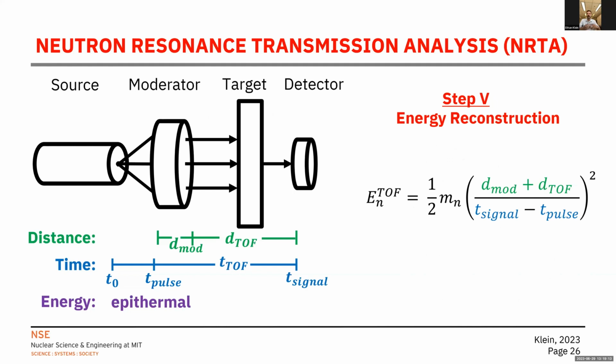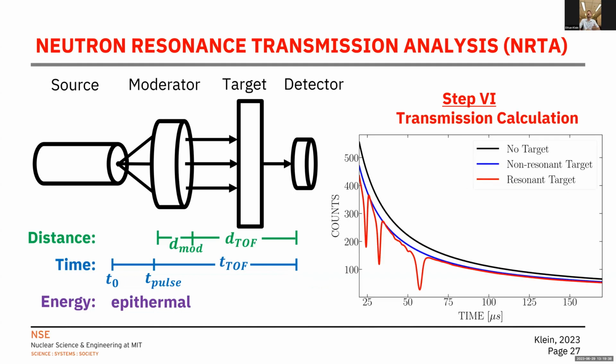If you remember from maybe your first year physics, you learned energy is 1/2 mv squared, and velocity is distance over time. So here, we have the known distance that the neutron traveled, the moderation distance, along with the TOF, the time of flight. For a fixed distance, we can take the T0 signal, subtract out the time it took to produce those neutrons, and back out the energy of that neutron using this very simple formula. Step 6 is going to be to actually calculate the transmission.